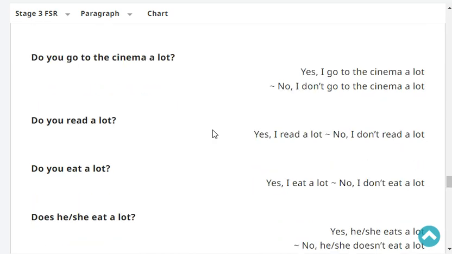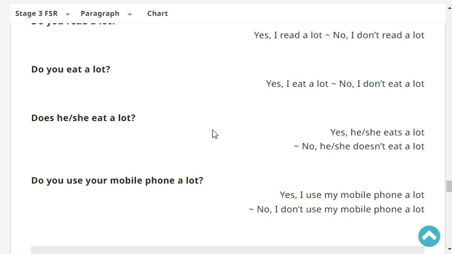Do you eat a lot? Yes or no? Yes, I eat a lot. Very good. Does she eat a lot? Yes or no? No, she doesn't eat a lot.